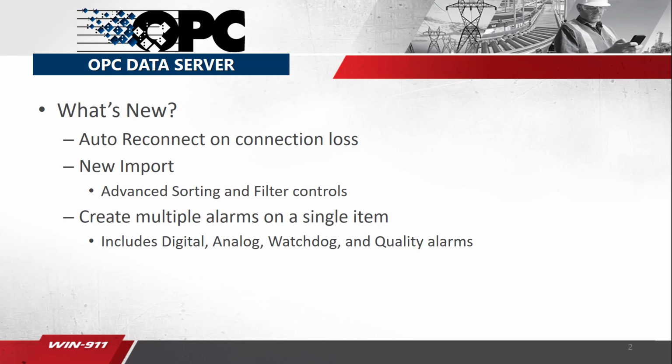We have a new import. This import has some advanced sorting and filter controls, and it makes it easier to filter a large list of OPC tags. You can also create multiple alarms on a single item, which includes all OPC item types, so digital and analog tags. You can create digital or Boolean alarms, and analog alarms such as high, high high, low, and low low. But you can create more than that. You can create as many limit alarms as you like.